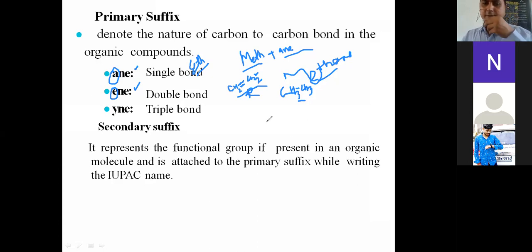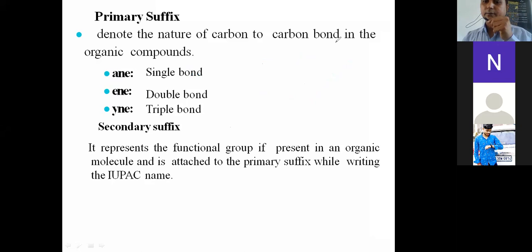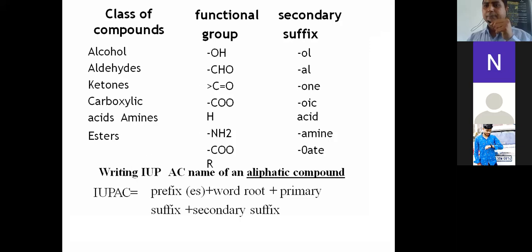Next, the secondary suffix that I have told you. The secondary suffix is joined with the functional group, like butanoic acid. So oic acid is the secondary suffix. Previously we have seen the example 2-chloro-butanoic acid. So the oic acid will be the secondary suffix. Is it okay? Okay, good. Students, if anyone has any query, please ask me. Don't be hesitant.